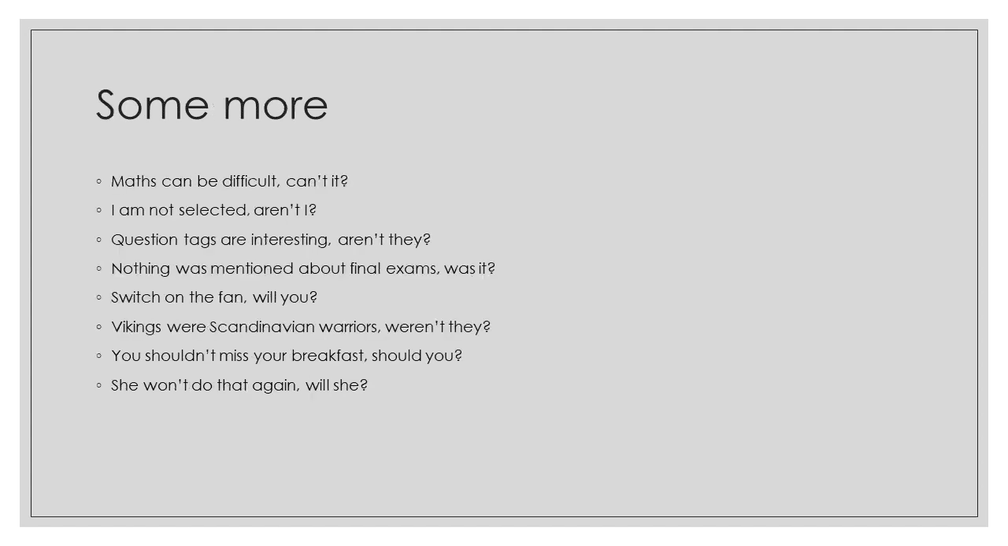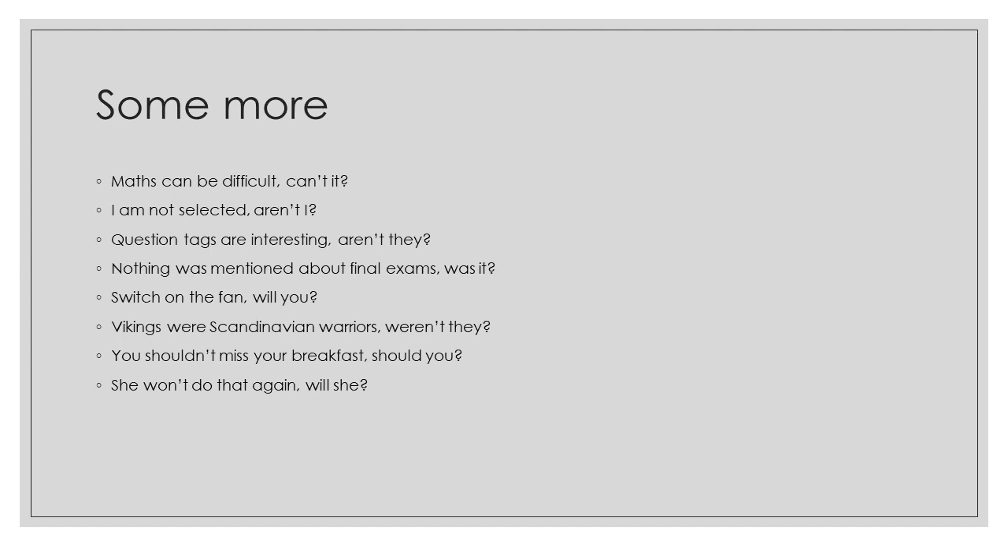Let's look at some more examples here. Maths can be difficult. What is the subject here? Maths. And can be. So the auxiliary verb is can. And what should you do in question tags? You're going to take the negative of can. What is the negative of can? Can't. And the pronoun for maths is it. Okay, so can't it. Right?